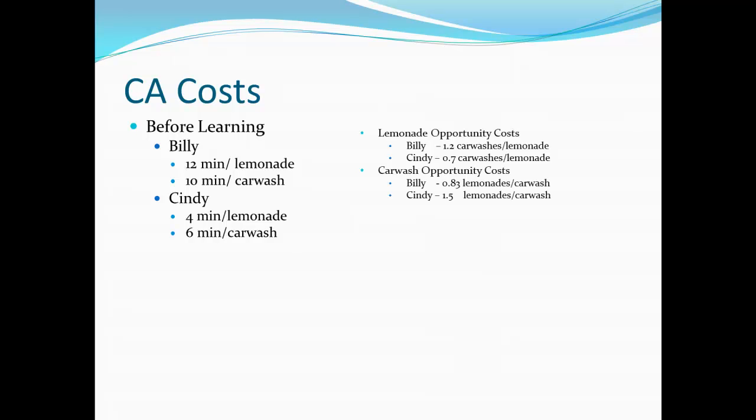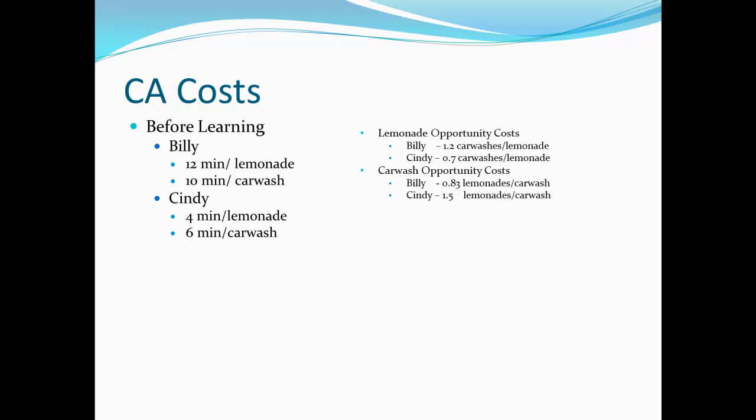When we look at car washes, we'll have Billy and Cindy, and we do similar math. With Billy, when he washes a car, it takes him 10 minutes. In that time, he would have only made 0.83 lemonades. He's not giving up very much. While Cindy, if she washes a car, she could have made 1.5 lemonades with those 6 minutes. Right, so she's giving up more. So we'd want to have Cindy, being the one with the lower opportunity cost for lemonade, focus more of her time on making lemonade, while Billy focuses more of his time on washing cars.